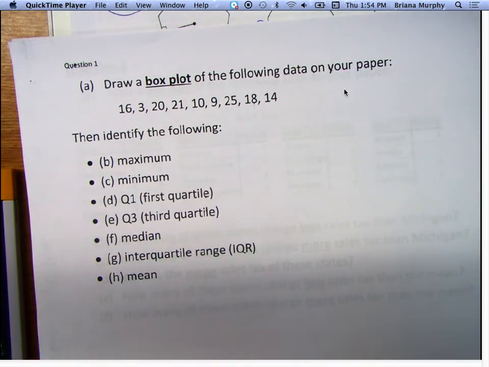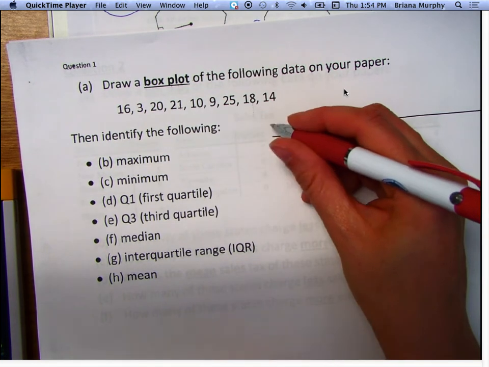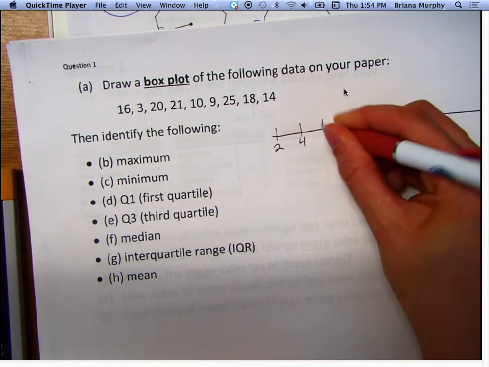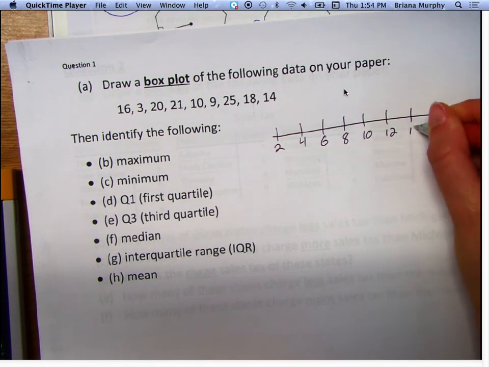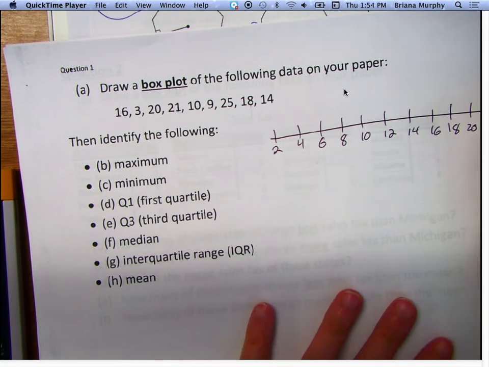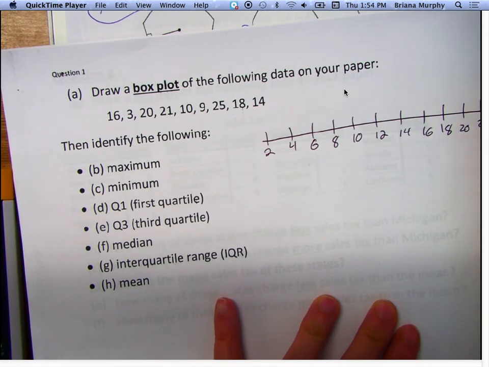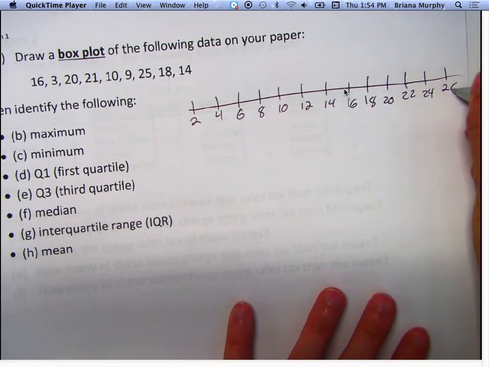All right, question one is all about a box plot, so we're going to draw a box plot. If I look here, my lowest number is 3 and my biggest number is 25. So I know it has to go between those. I'm going to count by twos, from 2 to 26.